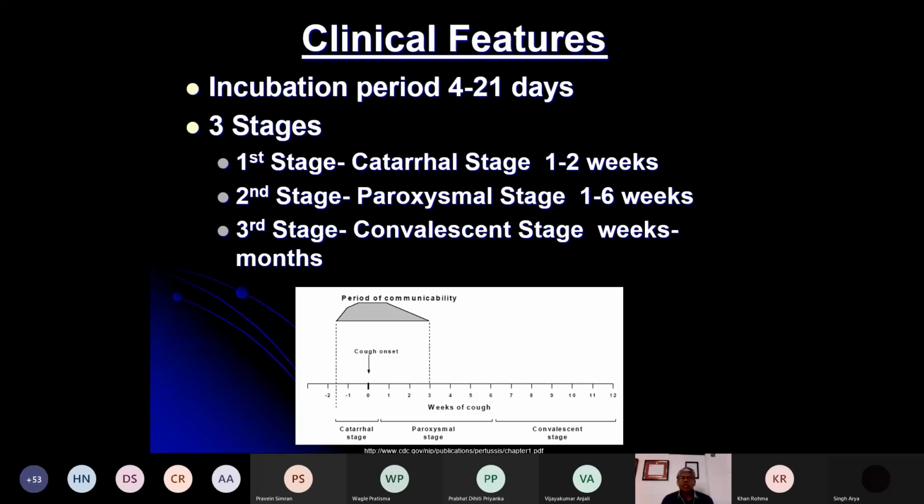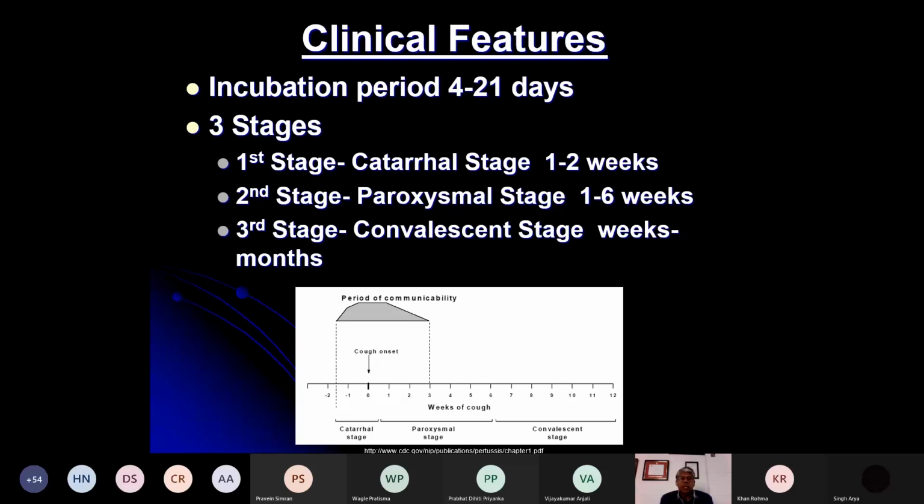The clinical feature of pertussis is very, very long. The incubation period itself may be as short as 4 days if a large number of bacteria are inhaled, or if a small number of bacteria are inhaled, then up to 21 days till the bacteria multiply, produce enough toxin and can cause problems. So we can have a very long incubation period.